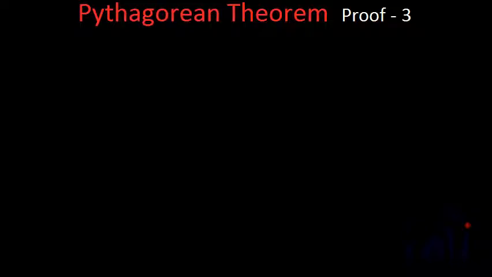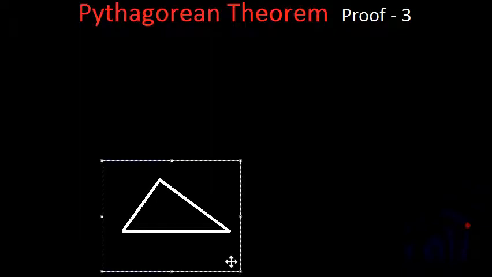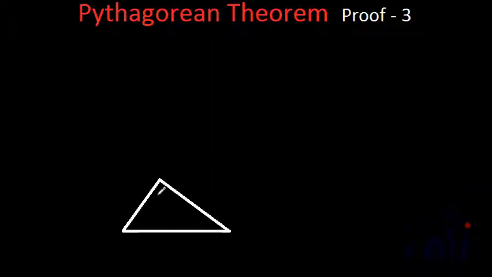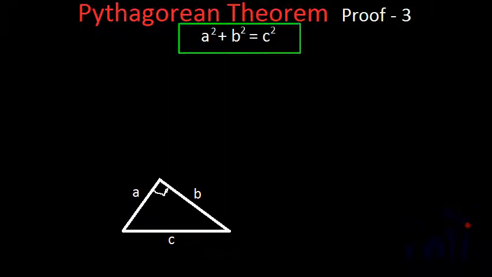Hi, so in this video again we are going to prove the Pythagorean theorem, but this time we are going to prove it using a different method. So yes, to prove the Pythagoras theorem, first we have to have a right angle triangle. So let this be the right angle triangle where this is the right angle and the sides adjacent to the right angle are A and B, and the biggest side, the side opposite to the right angle, which we call the hypotenuse, is equal to C. Then we have to prove that A square plus B square is equal to C square.